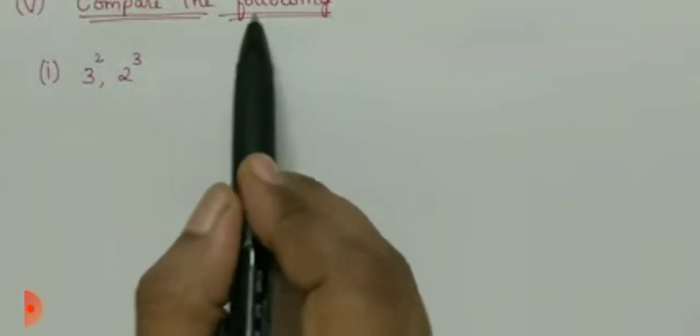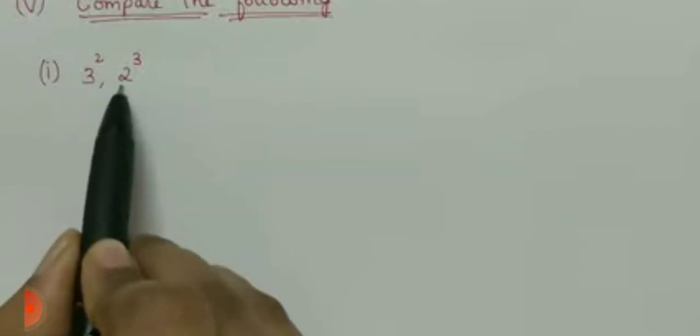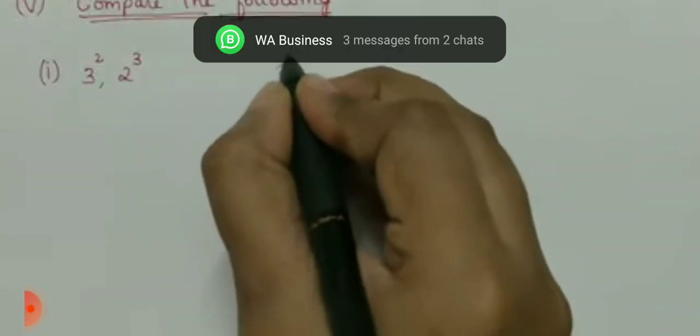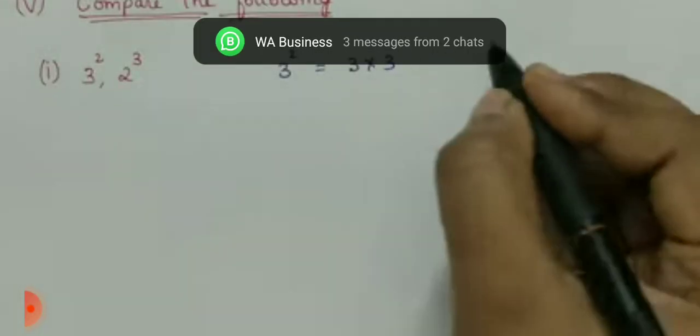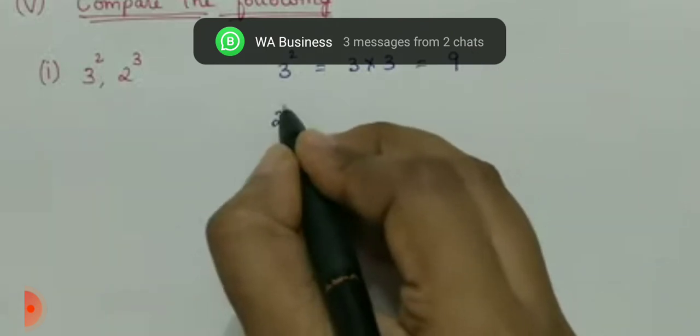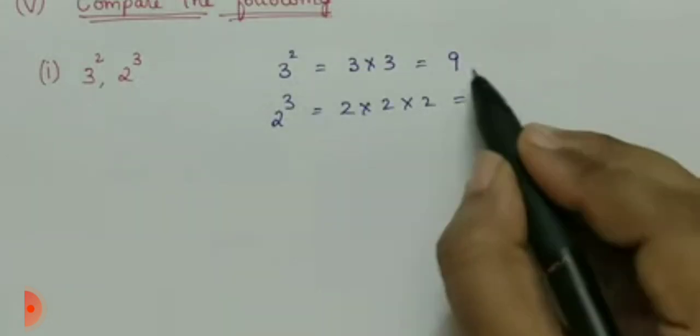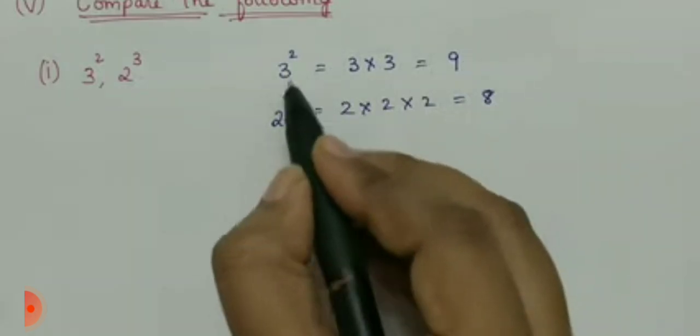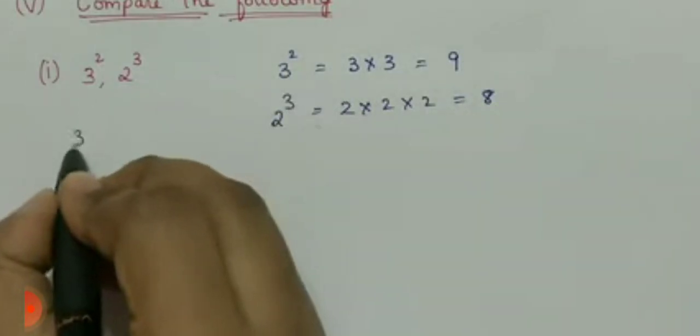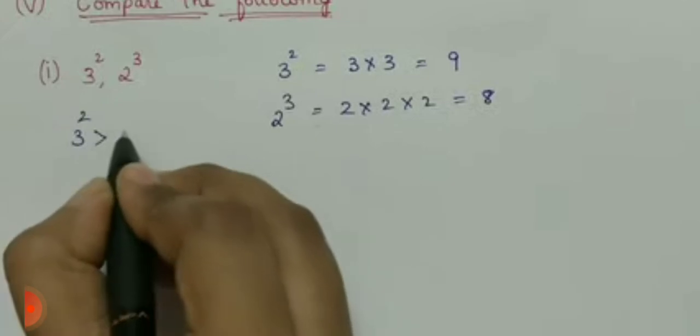Next topic, compare the following. In this first one, 3 square and 2 cube. 3 square equals 3 into 3, which is equal to 9. 2 cube equals 2 into 2 into 2, which is equal to 8. 9 is greater than 8, therefore 3 square is greater than 2 cube.